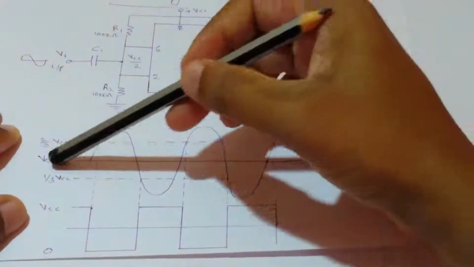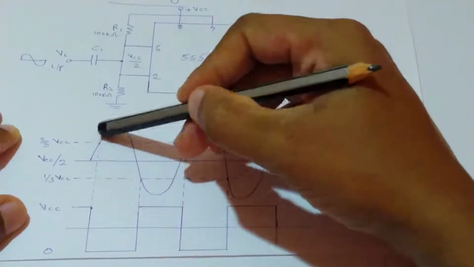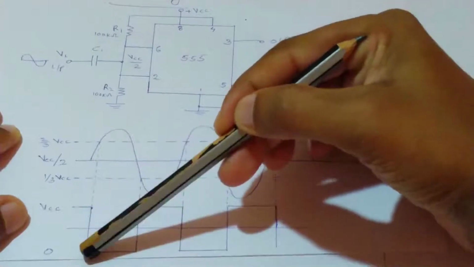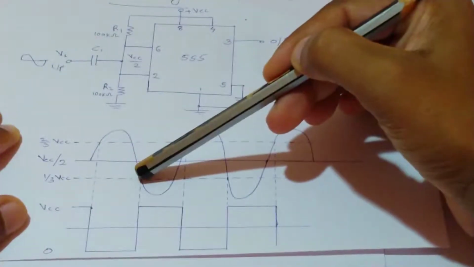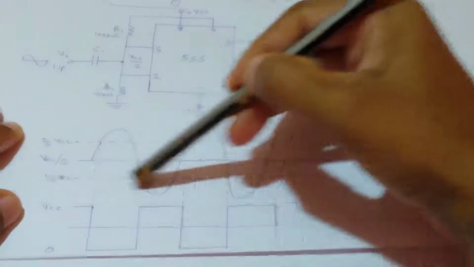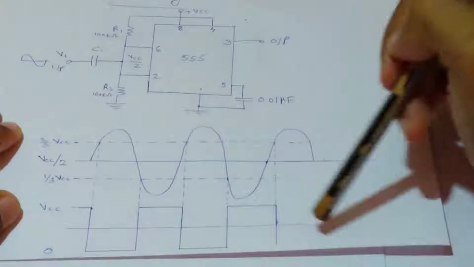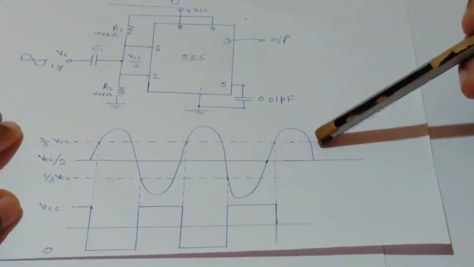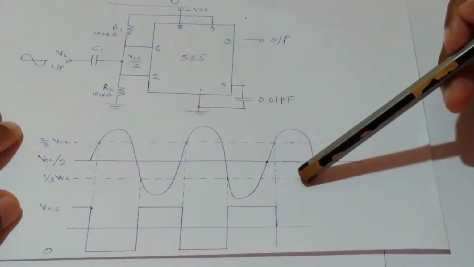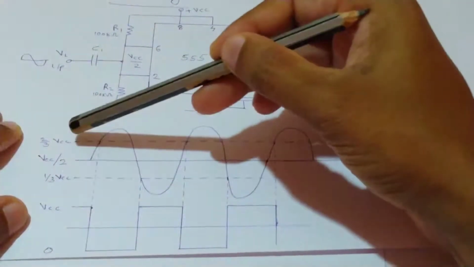And when that combined voltage of VCC by 2 plus that instantaneous voltage of sinusoidal signal goes above that 2 by 3 VCC voltage level, then the output changes from its high state to low state. And when that combined voltage goes below that 1 by 3 VCC voltage level, then the output changes from its low state to high state, and that will continue. So this 2 by 3 VCC acts as our upper threshold level, and this 1 by 3 VCC acts as our lower threshold level. And here this VCC by 2 voltage actually comes in between this 1 by 3 VCC and 2 by 3 VCC.